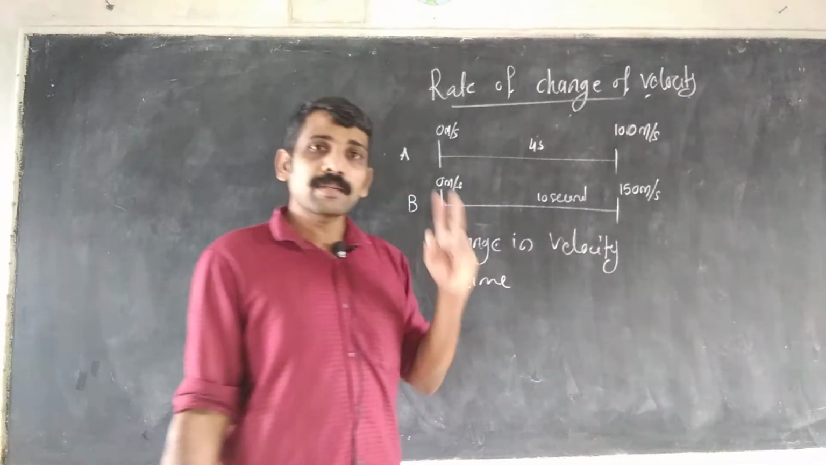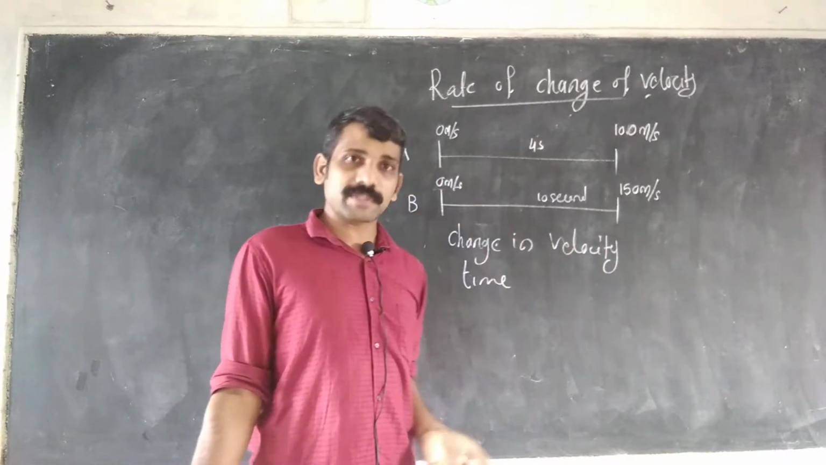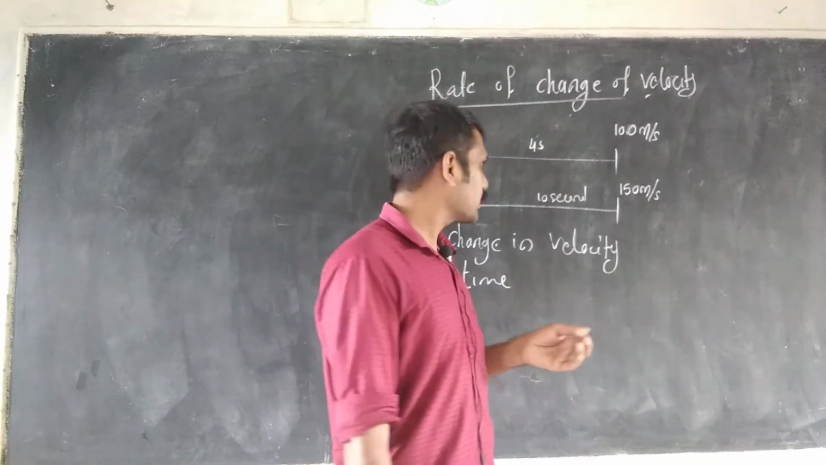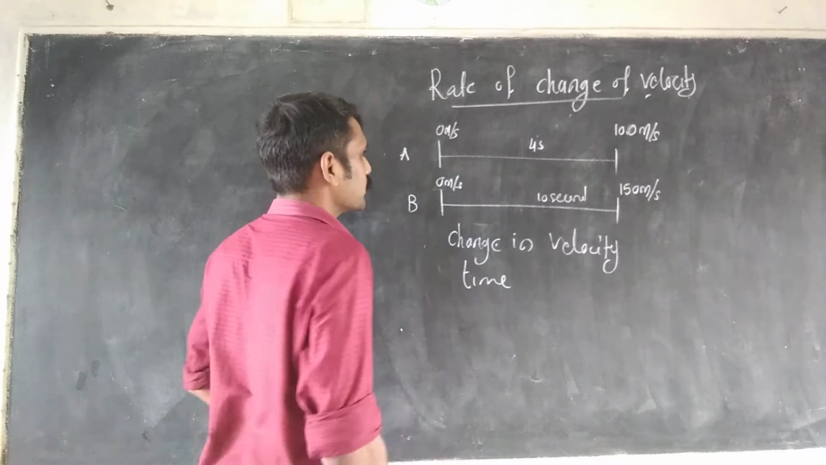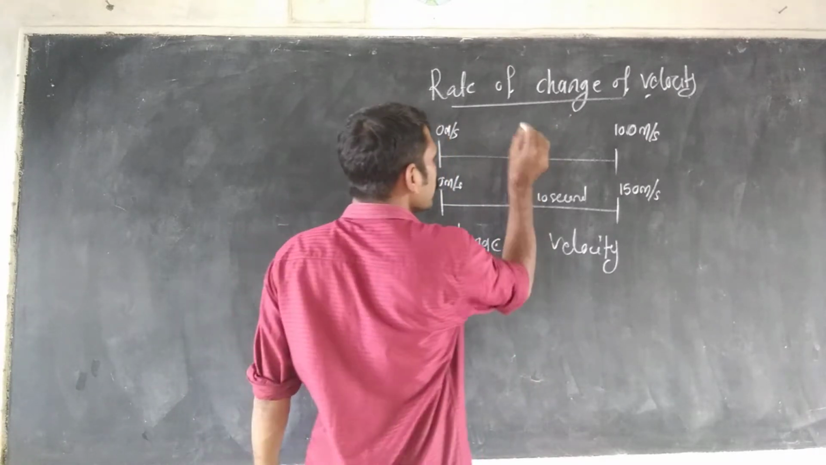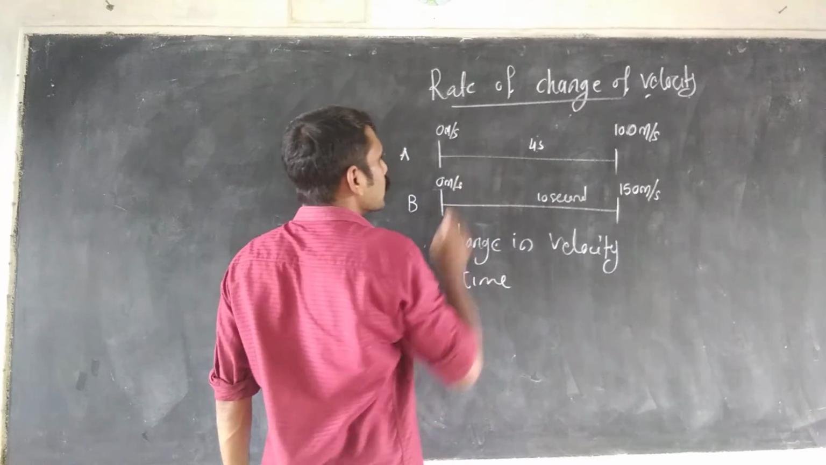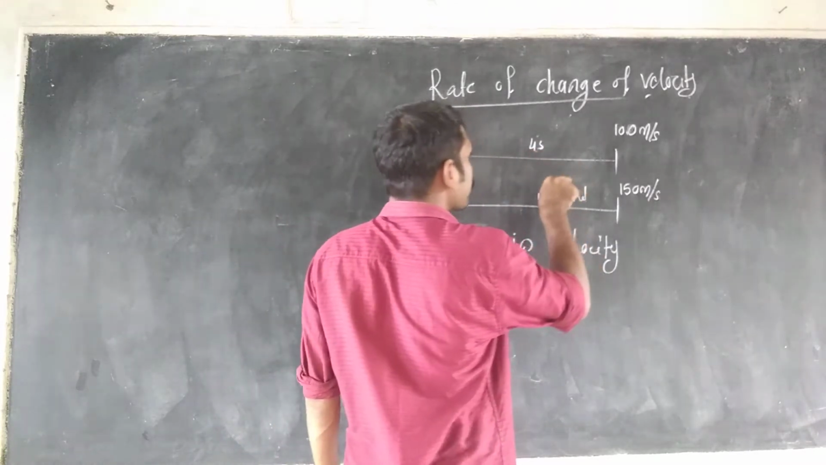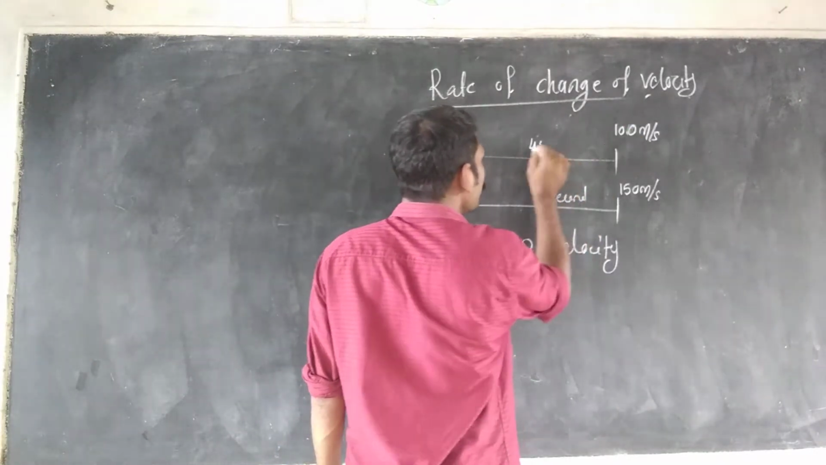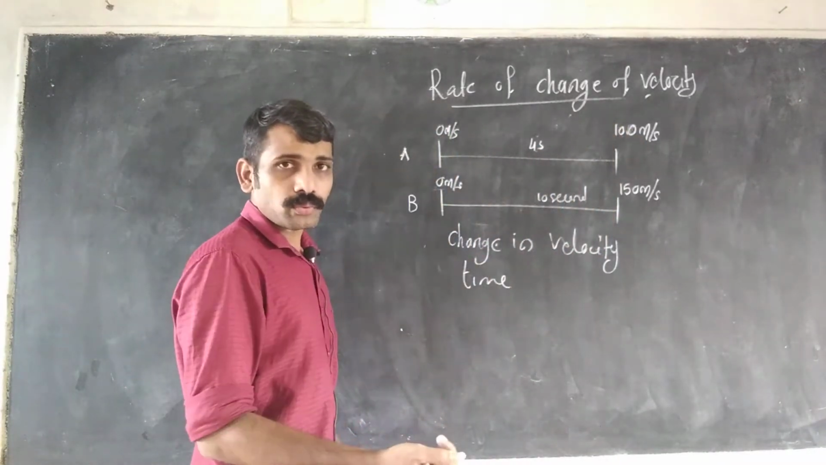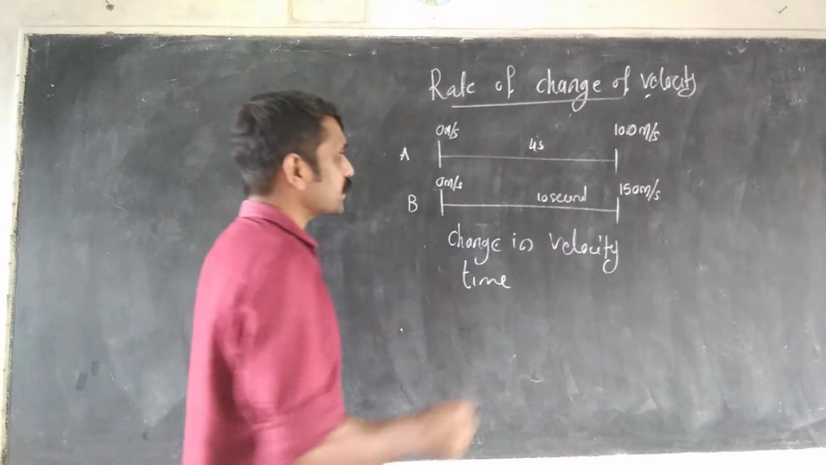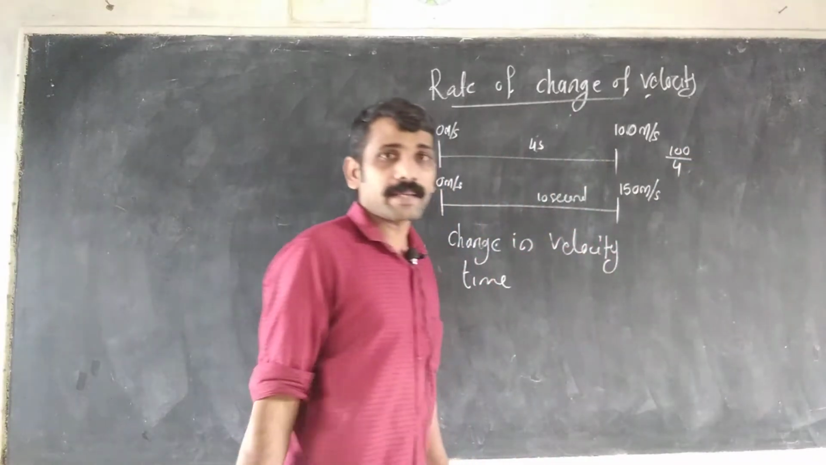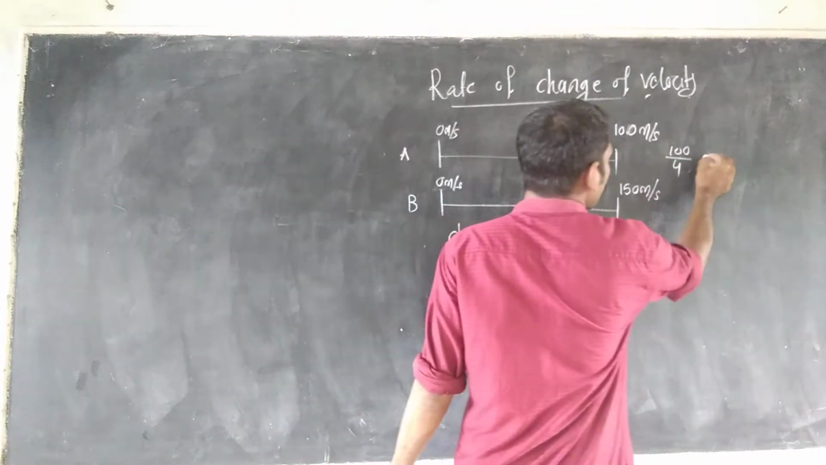So in both cases, velocity change and time are given. So we can find who changes fast and who changes slowly. So here, what is the velocity change in 1 second? In 4 seconds, its velocity changes by 100. So in 1 second, what is the velocity change? How can we find it? 100 by 4. What is 100 by 4?